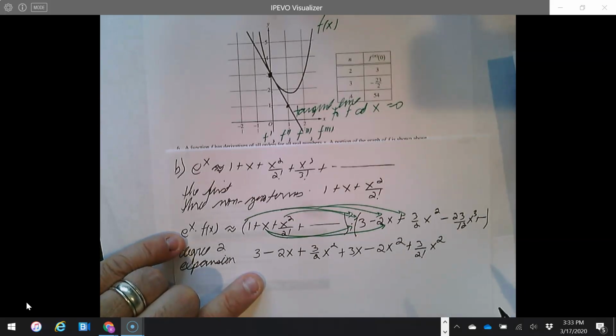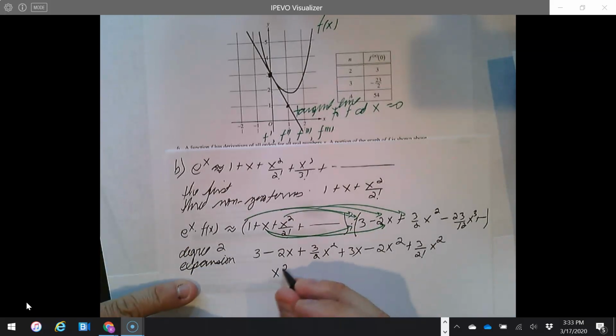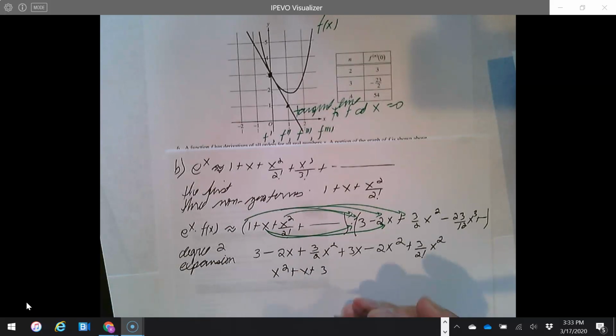You can simplify further if you'd like to. There's no need to save a little bit of time here. I'll tell you that the simplified answer, if you do it, is x squared plus x plus 3. I would not encourage you to do that. I'd say leave it alone.